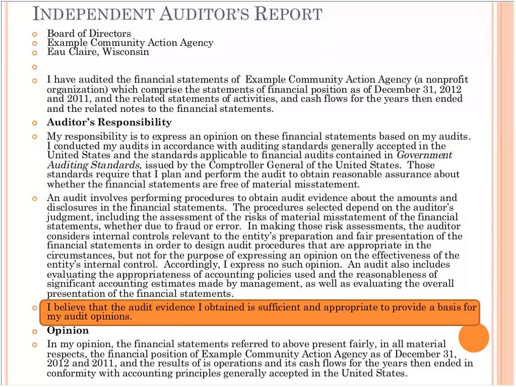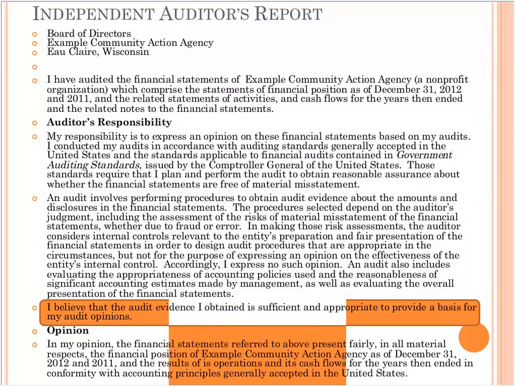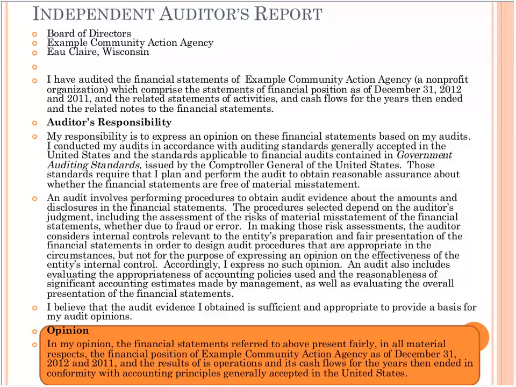And the final sentence in that section is a conclusion. I, as the auditor, believe that the audit evidence I obtained is sufficient and appropriate to provide a basis for my audit opinions. The next section is the actual opinion. So this is where the auditor then uses the information and the risk assessment that was described above to come up with a conclusion or an opinion on whether the financial statements are materially correct or not.